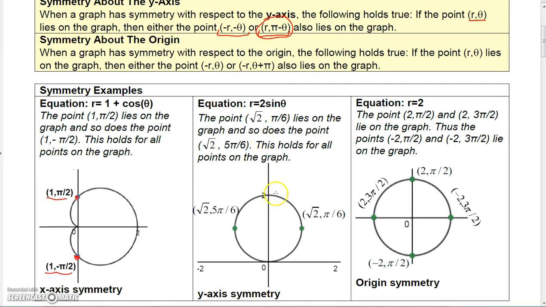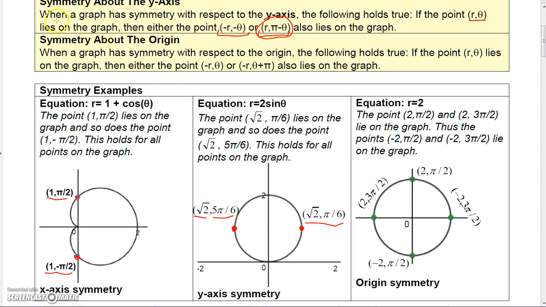So if you look here, here's r equals sine θ. It's obviously symmetric with the y-axis. And you can see here I have r and then θ is π/6. And if you think about what is r at π − π/6, well, π − π/6 is 5π/6, and that point is right there. So there you have (r, θ), and you have (r, π − θ).